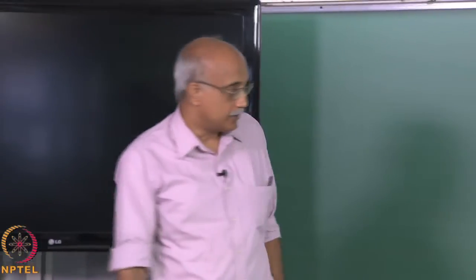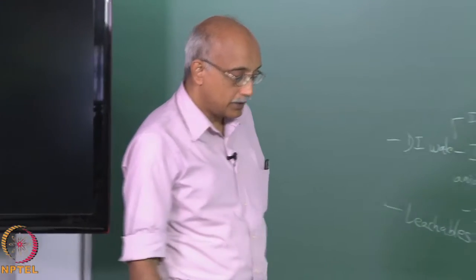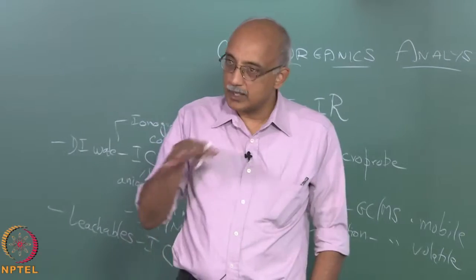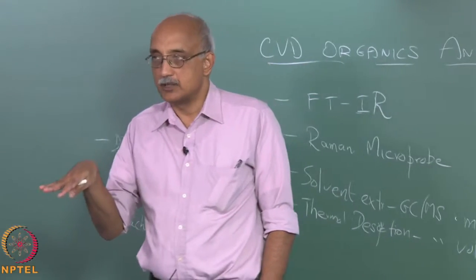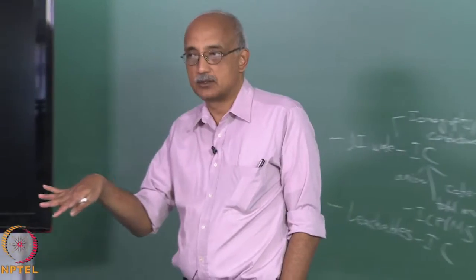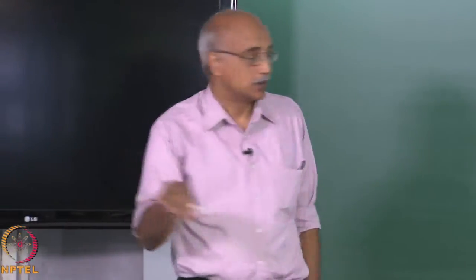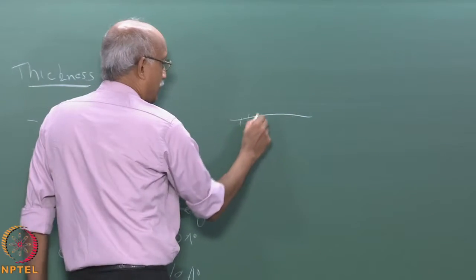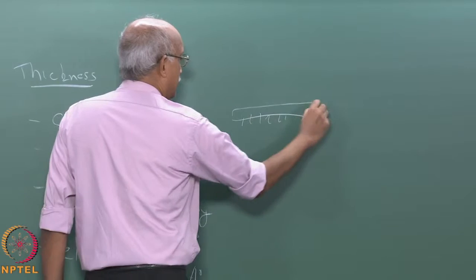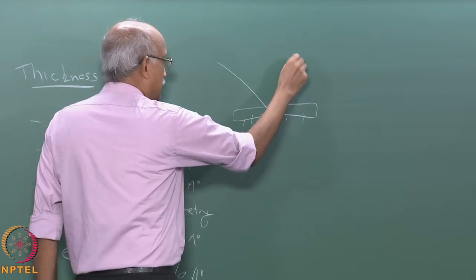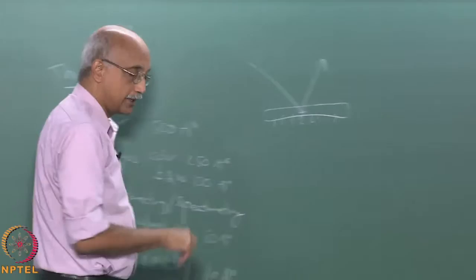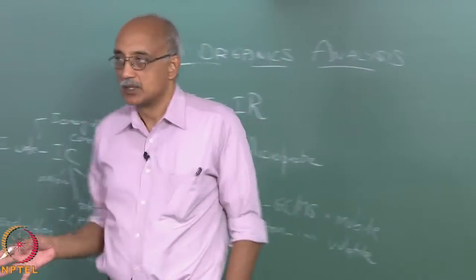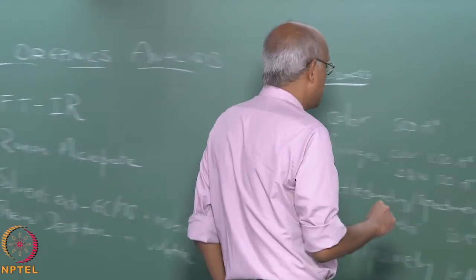Now, in ellipsometry, basically what you look at is how a polarized laser light beam is transmitted through the film and reflected from the film. So here, the technique that you use is, if you have a substrate and you have a CVD film on top of it, when you shine laser light at an angle, it gets reflected and it gets transmitted as well.